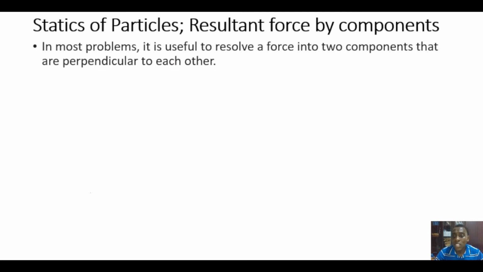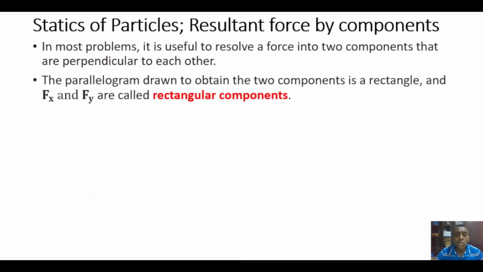However, we will look at a special case where we have rectangular components. So this is what we are looking at. In most problems, it is useful to resolve a force into two components that are perpendicular to each other. So now what we will do is that we will draw a parallelogram to obtain the two components. But because the components are perpendicular to each other, then that parallelogram must be a rectangle, and then Fx and Fy are called rectangular components.